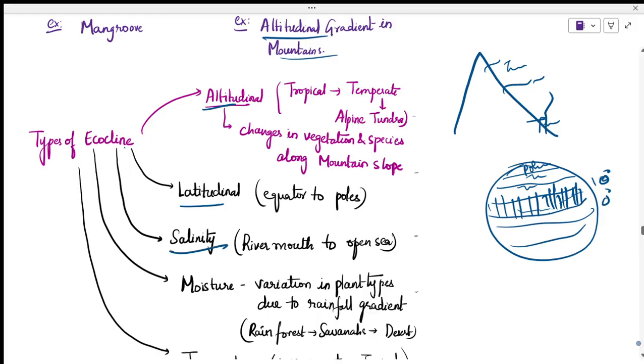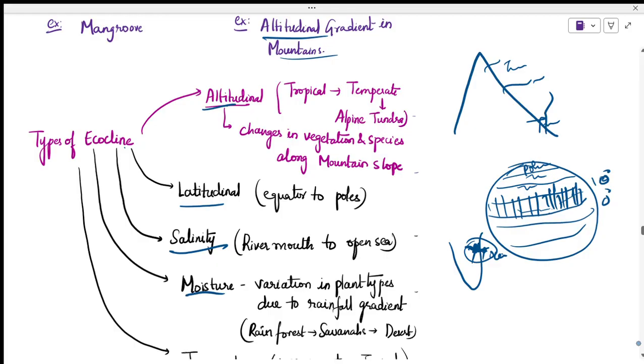Then salinity, for example, in South India, the Godavari river is flowing here. From here we have the ocean, so salinity will keep on decreasing from this region to this region. So here also there is a gradual transition. We cannot see pure fresh water here and saline water there. There will be some change. That is called salinity ecocline.